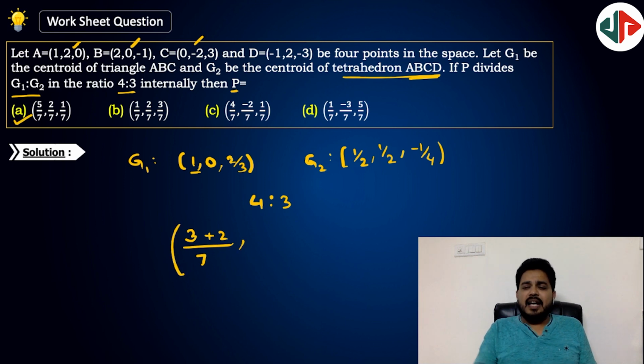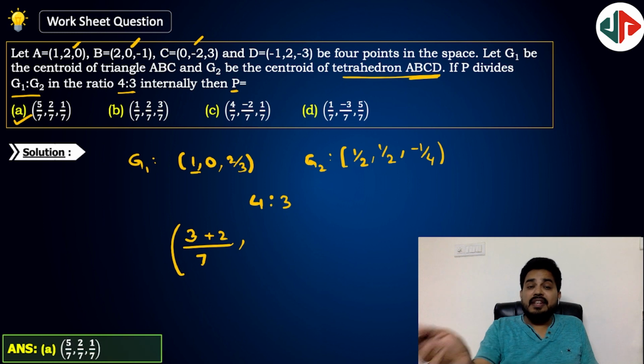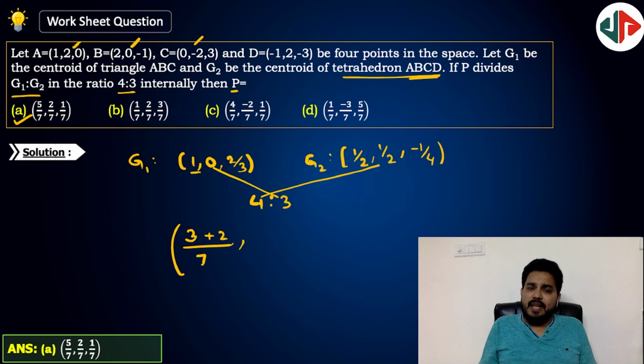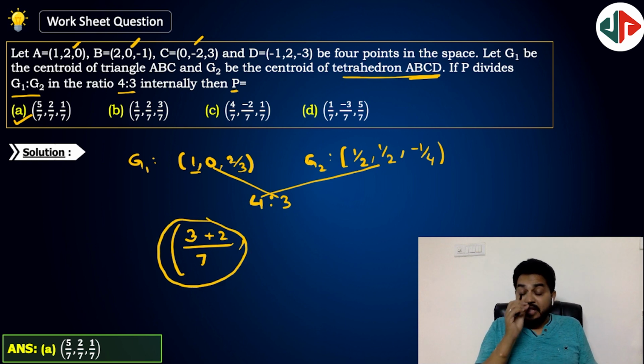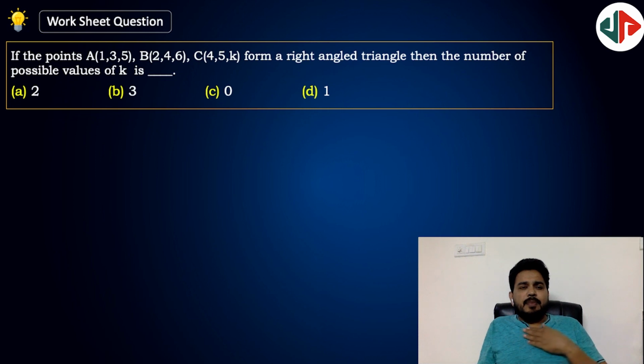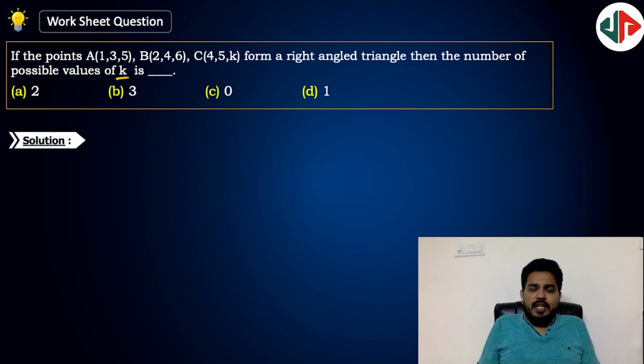So only one answer is there. I am not going for the remaining things. You can look at 3 into 0 plus 4 into 1 by 2. But the moment I get the x coordinate, you need to move on quickly, because you are writing the exam where you are supposed to write 80 questions in 1.5 hours. Next question is, if the points A, B, C form a right angle triangle, the number of possible values of K. So here, what is that?